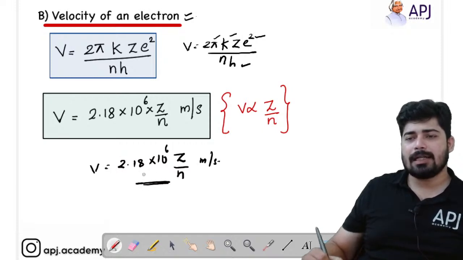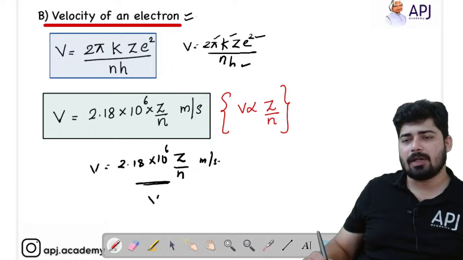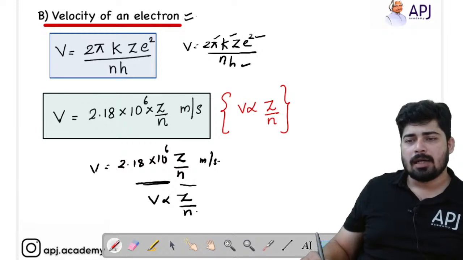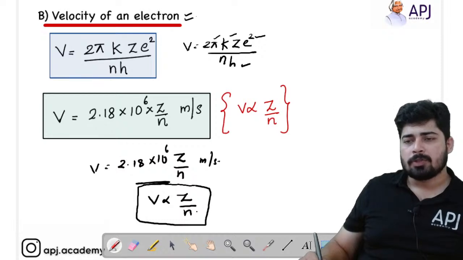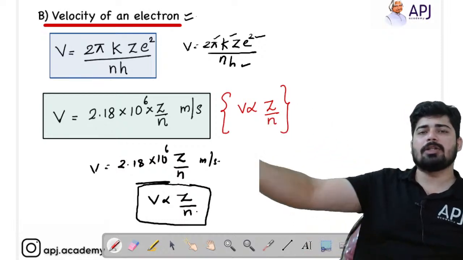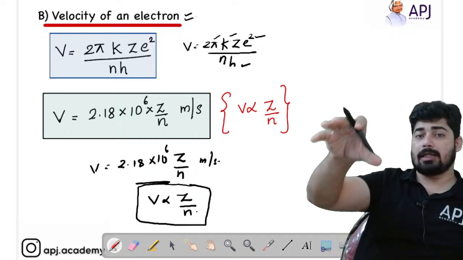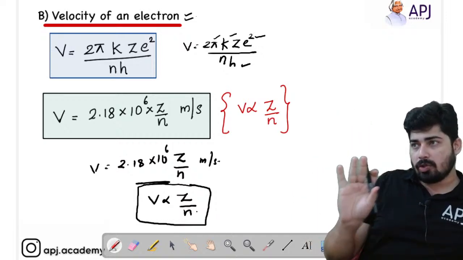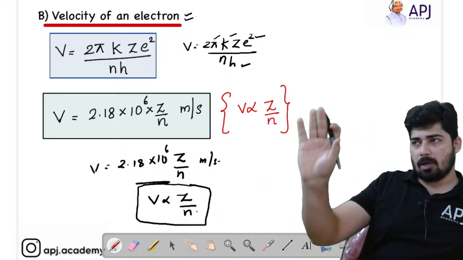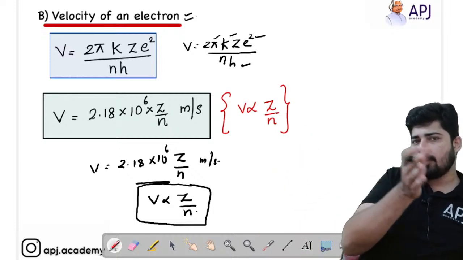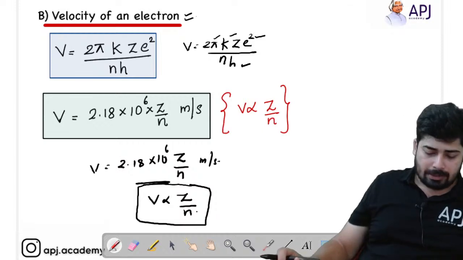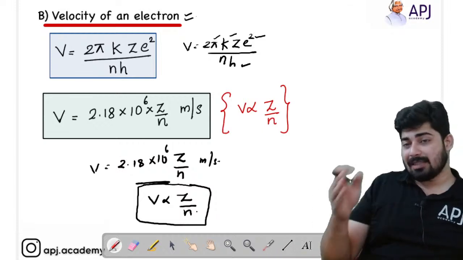So from this relation, you have to remember that velocity is directly proportional to atomic number, and inversely proportional to n, the number of orbit. As you move away from the nucleus, the velocity starts to decrease. If the orbit is closer to the nucleus, the velocity will be high. If you move away from the nucleus, the velocity will be less. That's what this equation means.